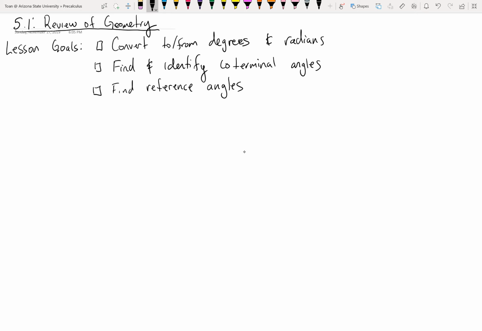So as you guys can see, we have 3 lesson goals for this section. By the end of this section, we should be able to freely and comfortably convert to and from degrees and radians, find and identify coterminal angles, and lastly, find reference angles, which is probably one of the more important things to be able to do if you're going to be successful in trig.